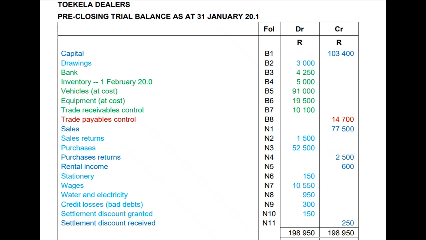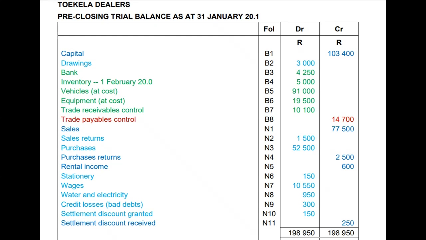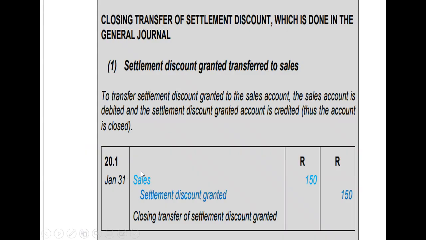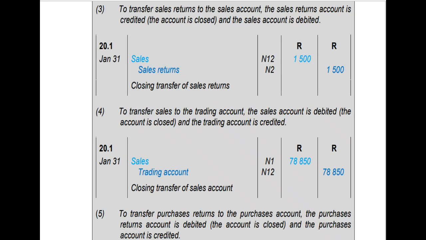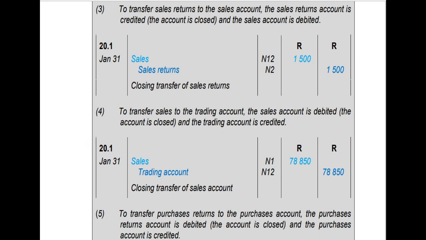On the debit side. So this is what will happen here. You will debit your sales and you will credit what? Your settlement discount granted. This is our settlement discount granted. It's 150. You see, it appears on the debit side. To close it off to your sales account, you need to credit it and debit what? Your sales by 150. Please go through this example. I'm just trying to make sure that you don't make the mistake, when you're doing closing off transfers, especially for sales, of forgetting to do this.